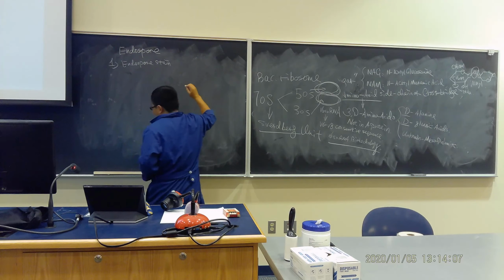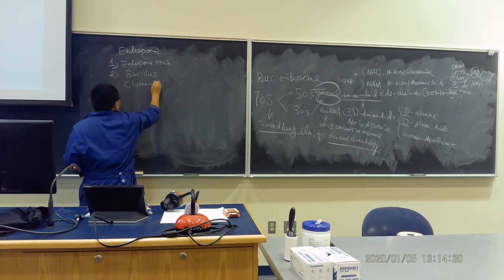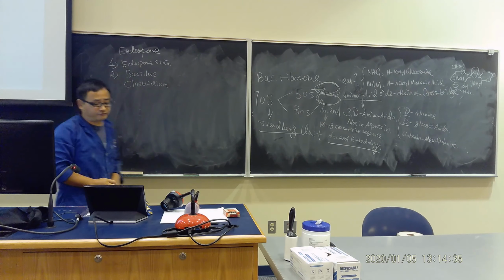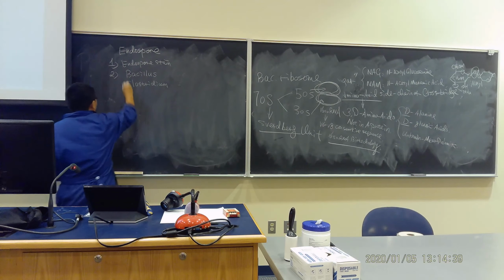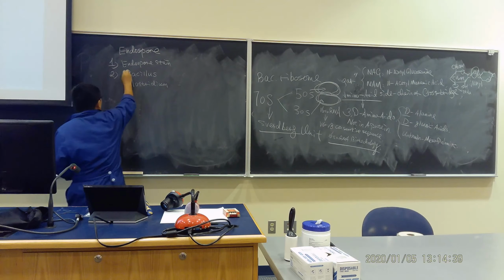Second question, what other bacteria have endospore? Basically, Bacillus. We'll talk about Bacillus subtilis and Bacillus cereus, and Clostridium. You heard about Clostridium all the time: Clostridium perfringens, Clostridium difficile, Clostridium tetani. These two major genera have endospore.